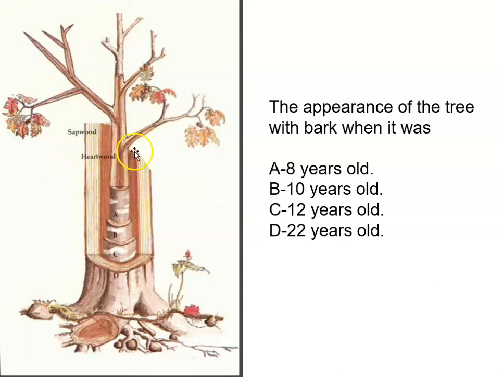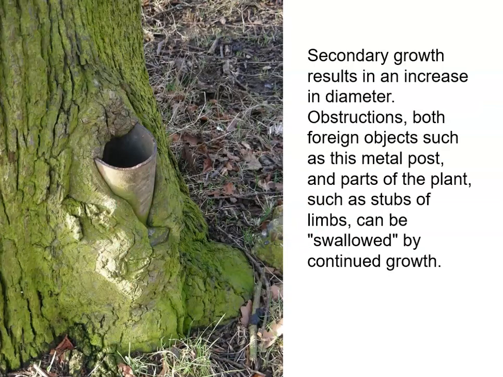And another good diagram here, clearly making that point: here in the beginning is the little sapling, and then it is essentially enveloped, or eventually it's all turned into heartwood. And we could see this growing over the years. And here's more secondary growth, increasing the diameter of the tree and sometimes enveloping obstructions. So a metal post or something like this could continue to be swallowed by the continued growth.